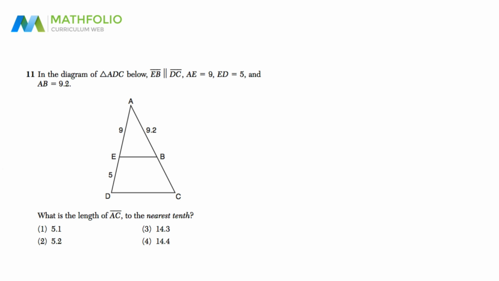Okay, question number 11. In this question we've got a triangle and a triangle, which often means that they're similar triangles. So it says in the diagram of triangle ADC below, segment EB is parallel to segment DC. So I'm going to label that. This is parallel to this.